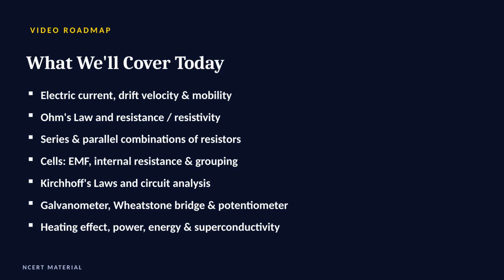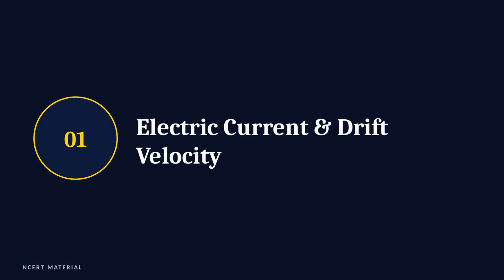Here's a quick look at everything we're covering today. We'll start with the basics of electric current and drift velocity, then move into Ohm's law and resistance. After that, we'll look at combining resistors in series and parallel, understand cells and their internal resistance, apply Kirchhoff's laws, explore measuring instruments like the galvanometer and potentiometer, and finish with the heating effect, electric power, and superconductivity. Let's dive right in. Let's begin with Section 1.